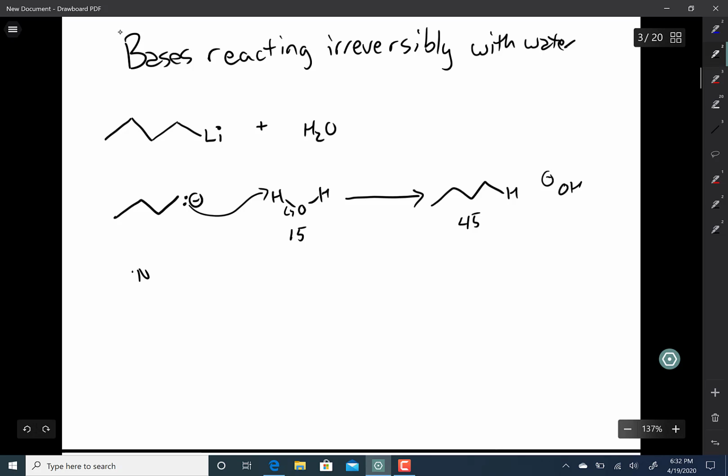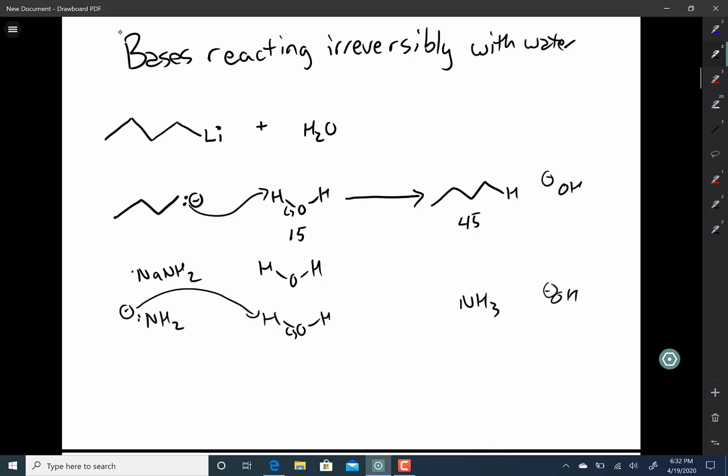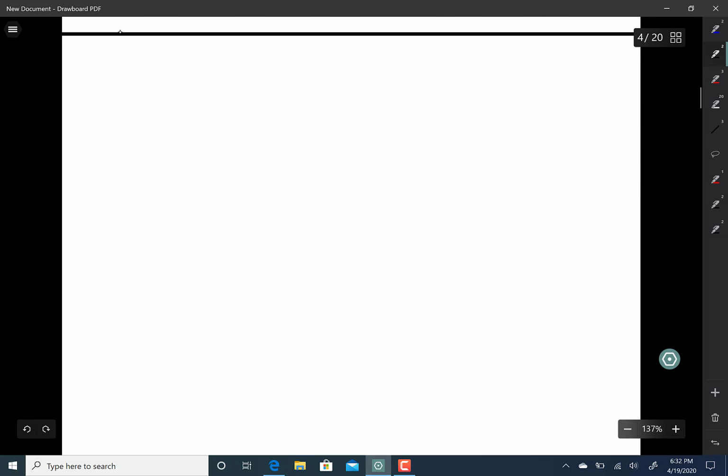We have a negative nitrogen, say NaNH2, and water. Well, NaNH2, think of that as NH2 minus. That can take that proton off. Gives you NH3 and hydroxide. So NH3, ammonia, has a pKa of 35, water has a pKa of 15, point the arrow there, and it reacts irreversibly.